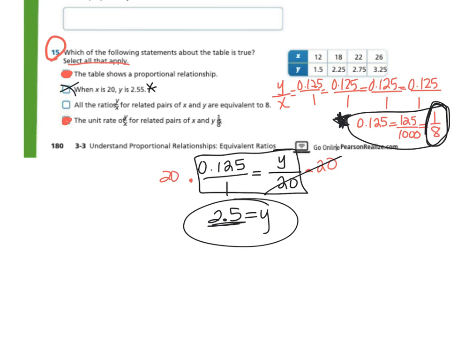Okay. And then the third answer is also not correct because the ratios that relate those pairs of x and y is actually not equivalent to 8. It's equivalent to 1/8, which is the fourth answer down here. So it is a proportional relationship, and the unit rate is 1/8, and you can see that work right here to get that 1/8. Turn that decimal into a fraction, and then simplify that fraction.